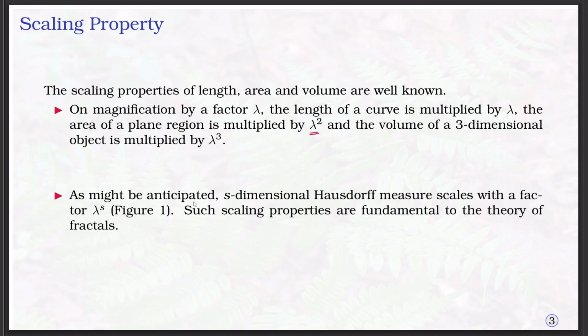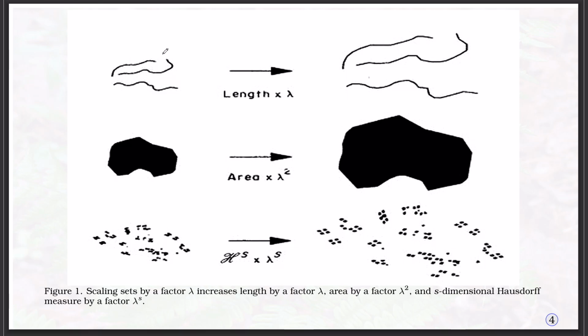As might be anticipated, S-dimensional Hausdorff measure scales with a factor lambda power s. That means, if lambda is multiplied with the set F, then the S-dimensional Hausdorff measure must be multiplied by lambda power s. This is the property which we are going to discuss. Such scaling properties are fundamental to the theory of fractals.